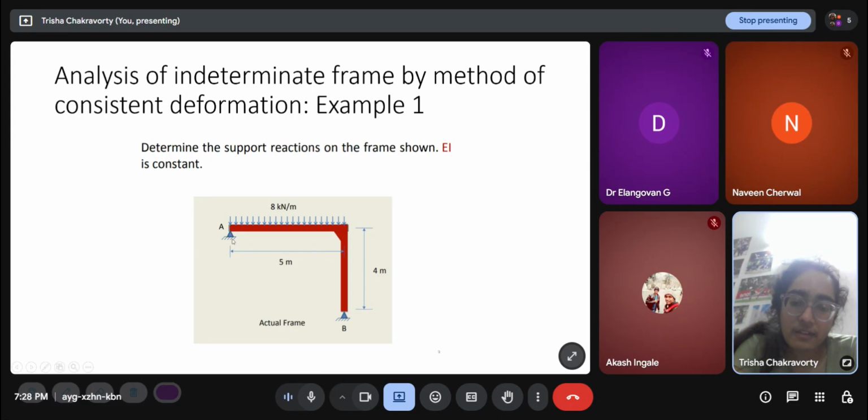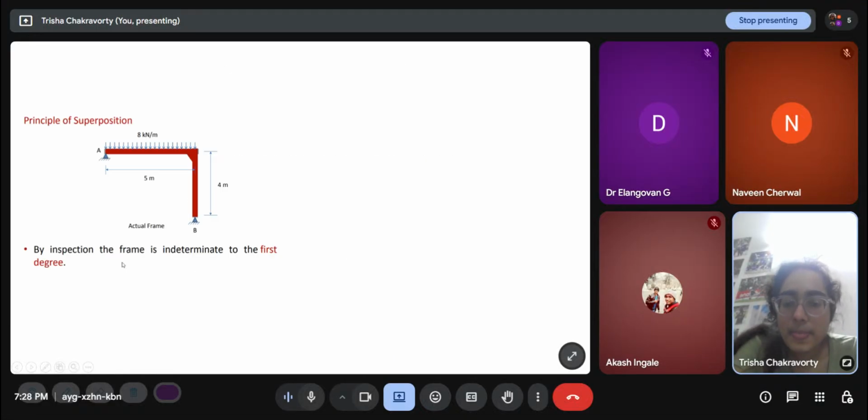So let's see what we have here. We have a frame with two members. There is one hinge support here, one hinge support here. So we have four support reactions. The frame is indeterminate to the first degree, and this is external indeterminacy because we have four support reactions and only three equations of equilibrium. So you can understand it is externally indeterminate. So what is the concept we have been following so far?